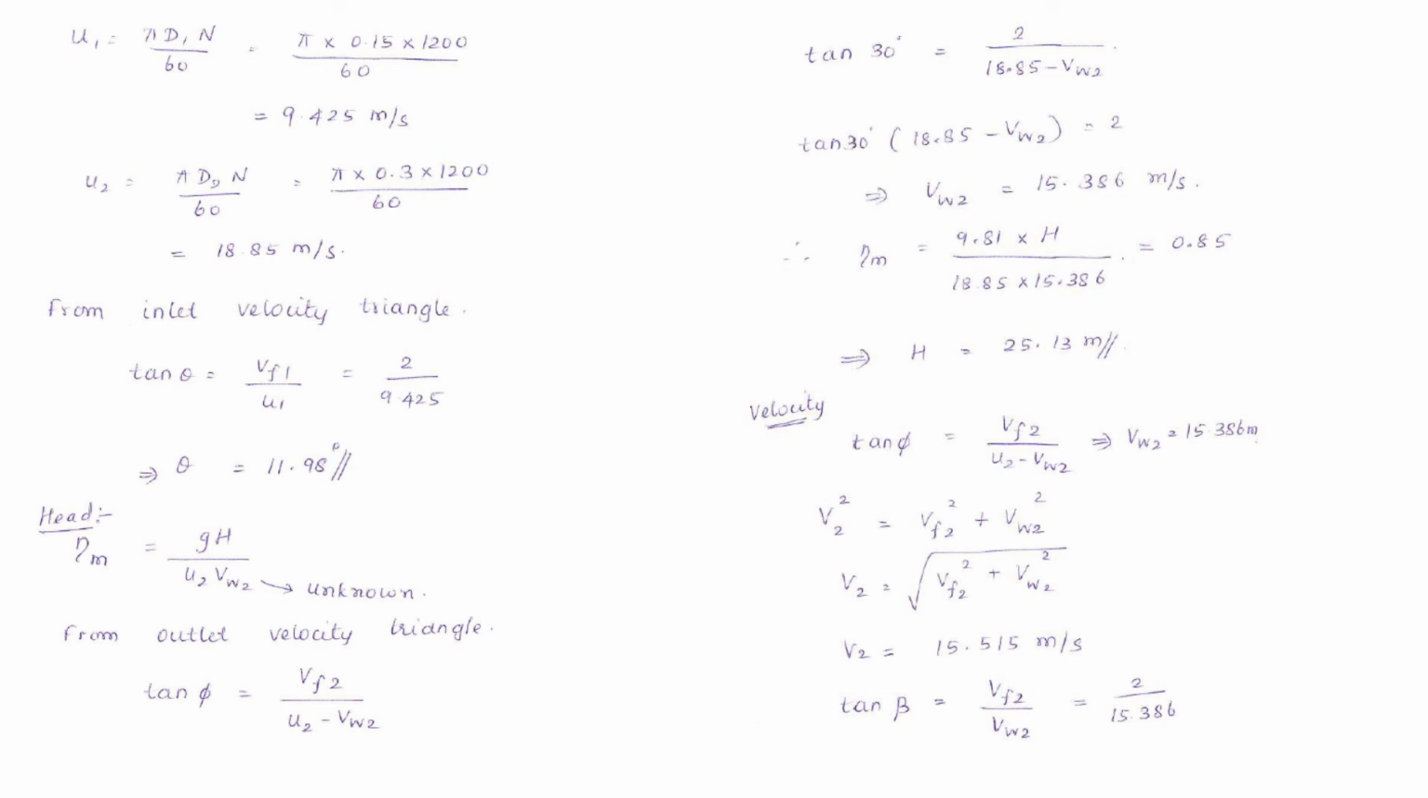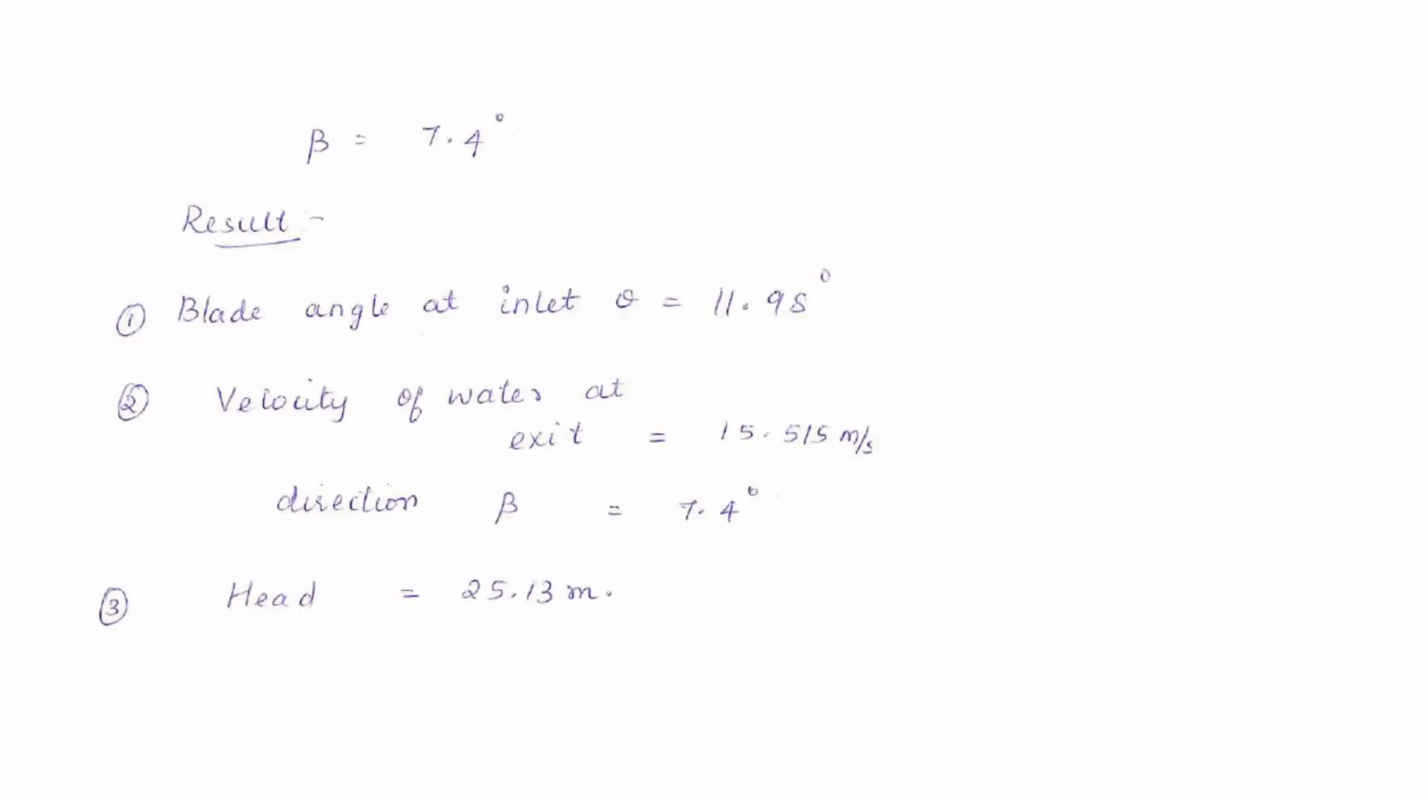And the last thing, we have to find the velocity of water at the outlet. How to find the velocity of water at the outlet? For that also look into the outlet velocity triangle. It will be a right angle triangle. Here VW2 is known value, VF2 is also known value. So, easily we can find out V2 by using Pythagoras theorem. After that we have to find the direction. So, tan beta is equal to VF2 divided by VW2. Substitute the value of VF2 and VW2, we will get the beta value. So, our answer is beta is equal to 7.4 degree.